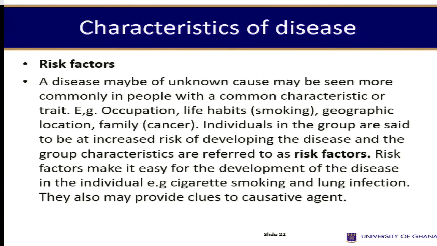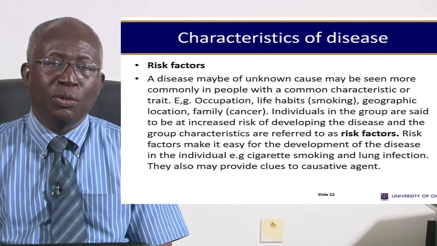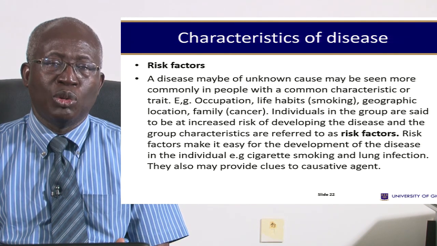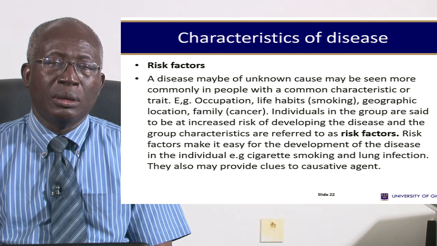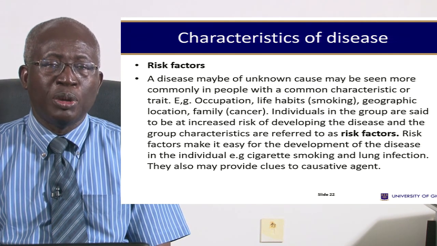Now, when the cause is not known, there are factors that may be associated with the disease. One of them is the risk factor. A disease whose cause is unknown may be found commonly in people with a common characteristic or trait. For instance, their occupation, life habits, for instance, smoking. They may be found in the geographical location or within the family. Individuals in the group who are more likely to have the disease or at increased risk of developing the disease form a characteristic because of that particular common characteristic that they all have, either occupation or life habits.